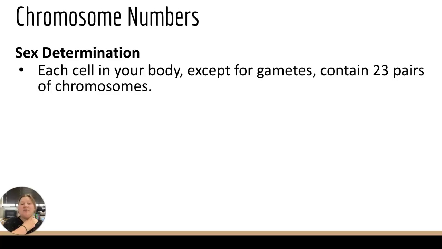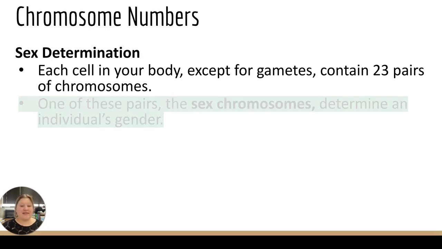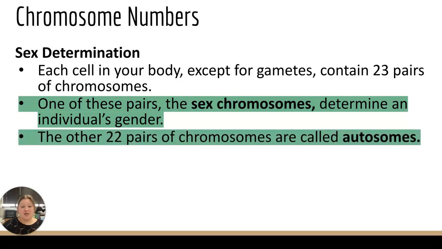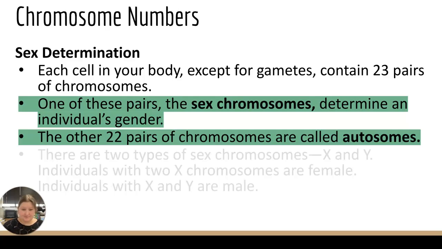Okay, chromosomes also are used for sex determination. So each cell in your body, except for gametes, has 23 pairs of chromosomes. And again, anytime we say pairs, that's going to be 2. That's the homologous pair. So that's going to be a diploid cell. One of these pairs is called the sex chromosomes, and they determine an individual's biological gender. The other 22 pairs of chromosomes are called autosomes. There's 22 of them, so it's going to be plural autosomes.